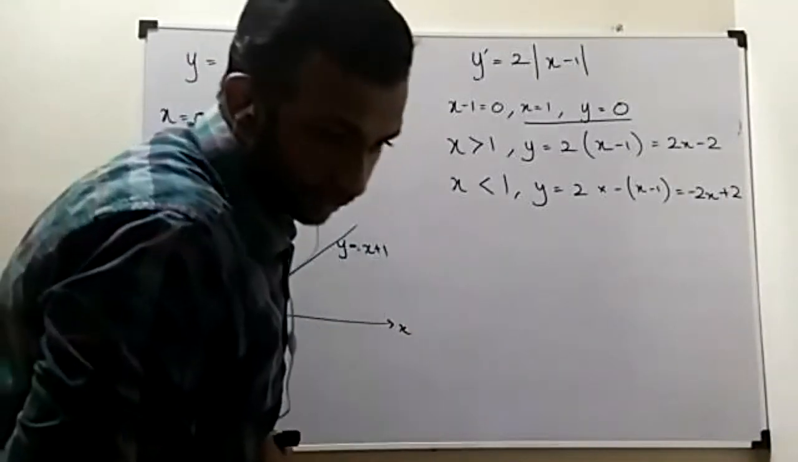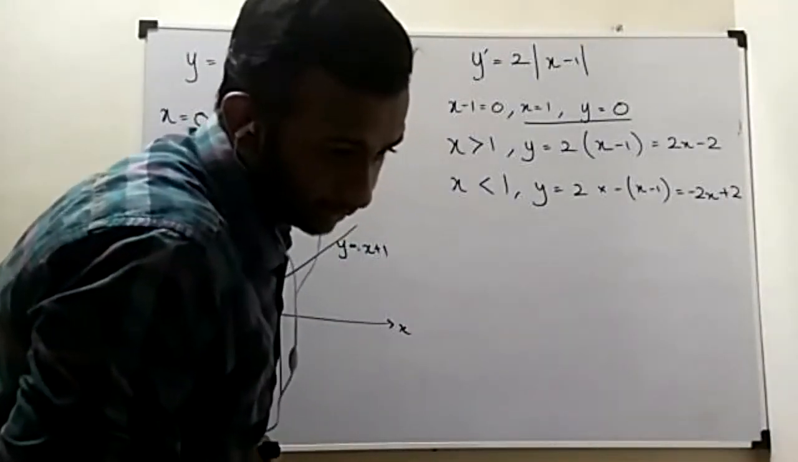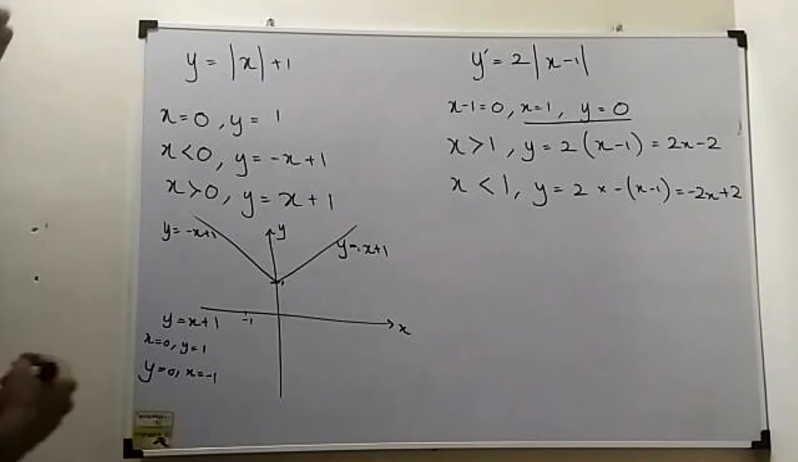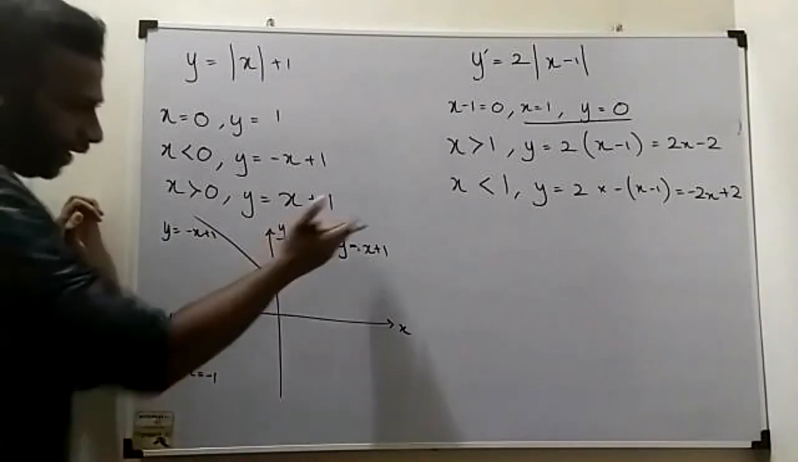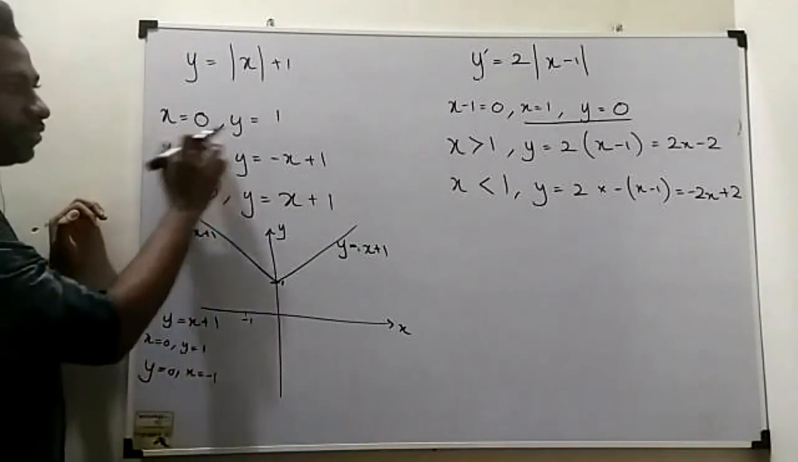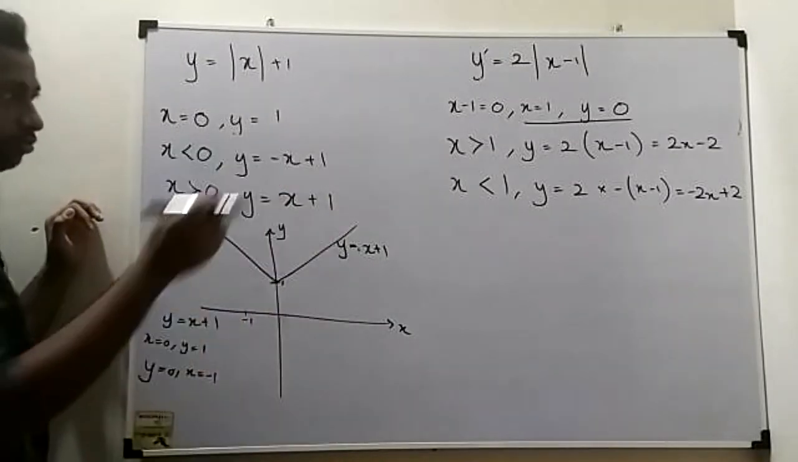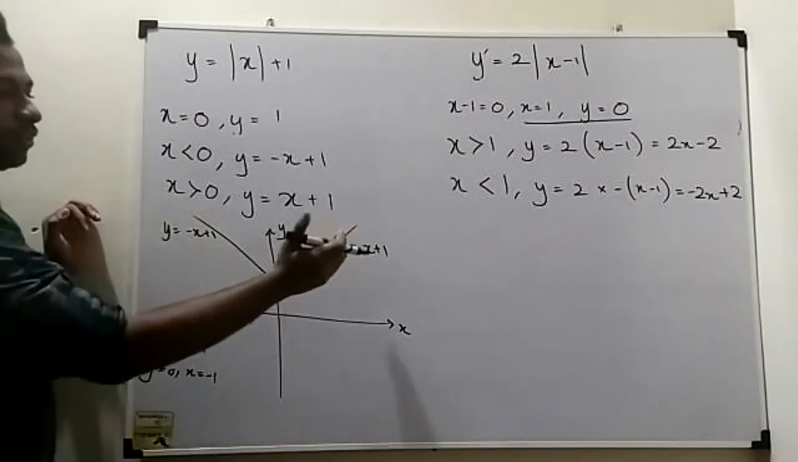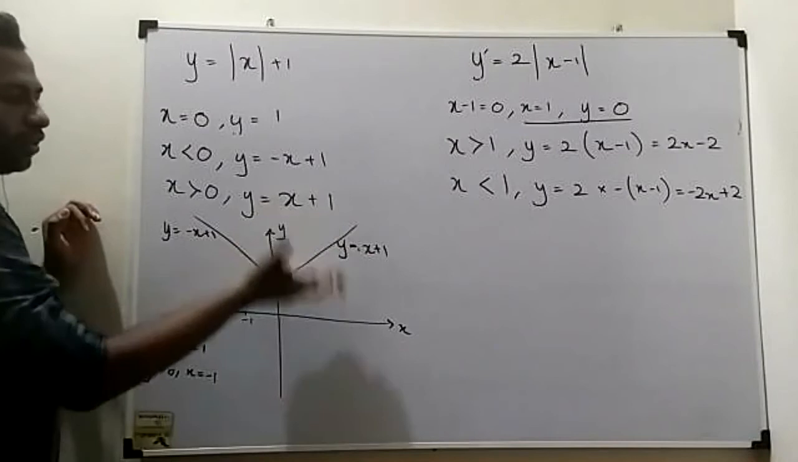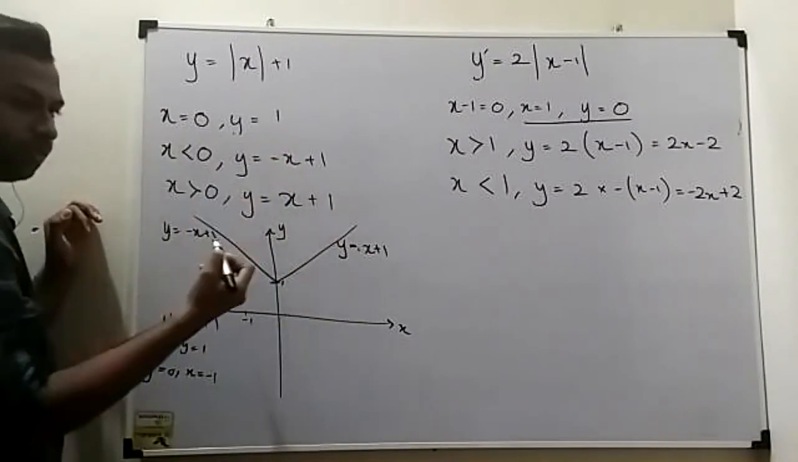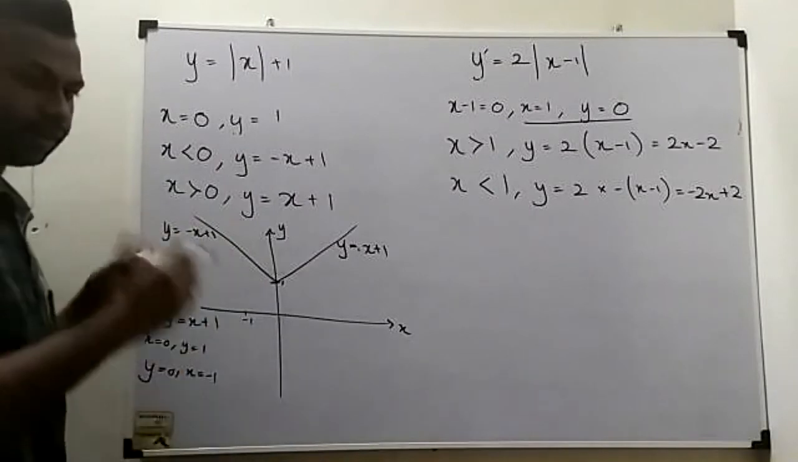Now, some person has asked, can't we say x is greater than or equal to 0? Yes, this line does lie on x equal to 0 as well, but for x equal to 0 we have a specific point, so we get a coordinate. What we are trying to do is, when x is greater than 0, get a line for that. So it's better to write x equals 0 separately, and less than and greater than separately.